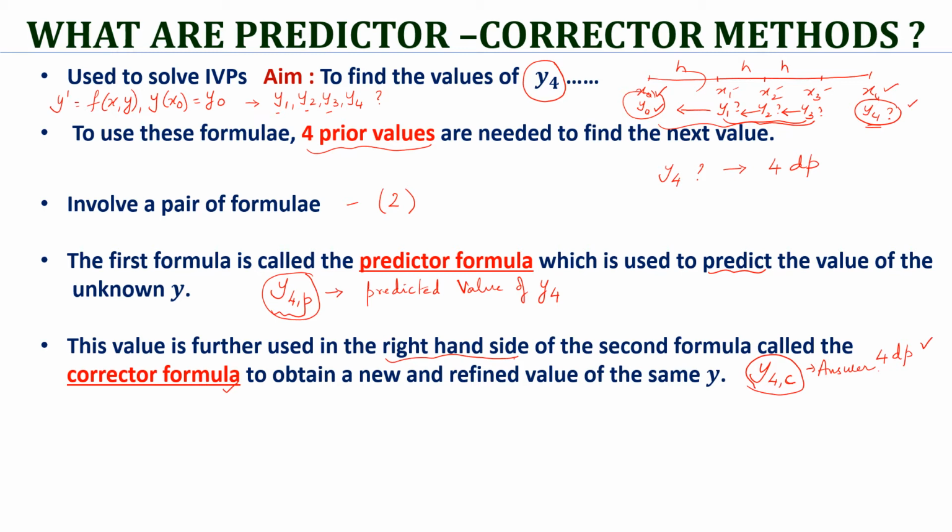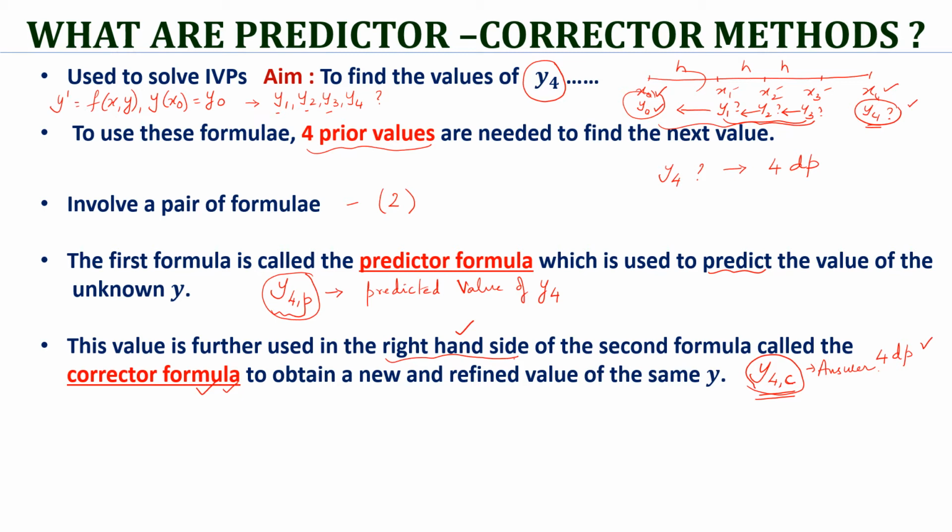But if the predicted and the corrected value do not agree for the 4 decimal places that we want, then this y4c must go in for further correction. That means I am going to use this corrected value once again in the right hand side of the corrector formula. So I am performing a method of iteration to correct the value again and again until I get 2 consecutive values to be the same. I'll explain this in detail in my next slide.